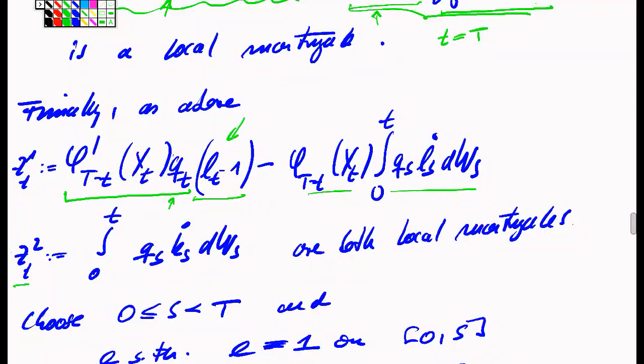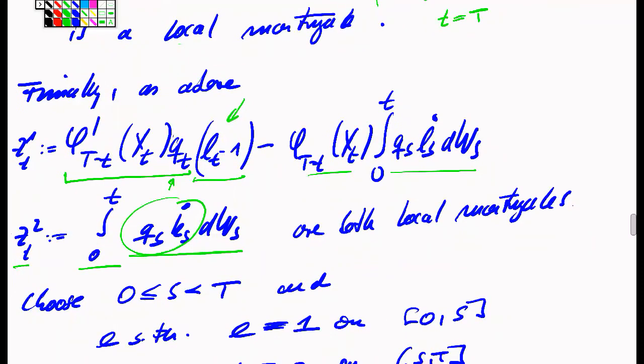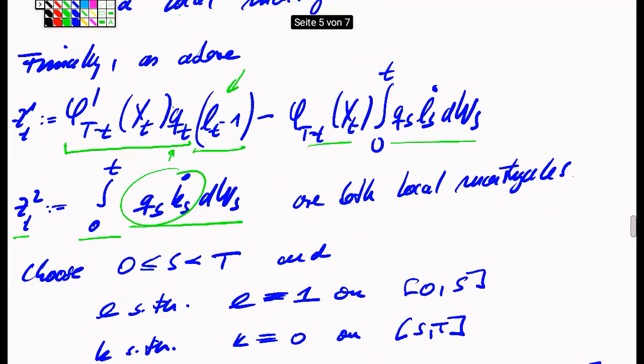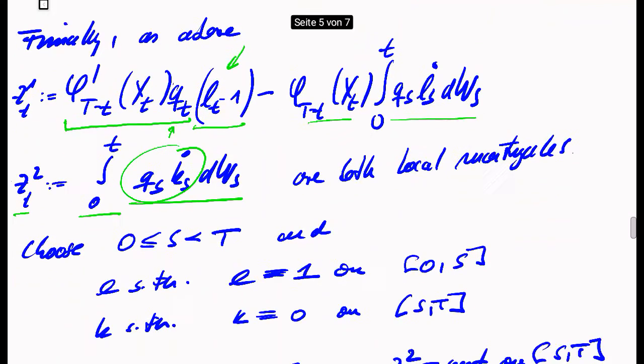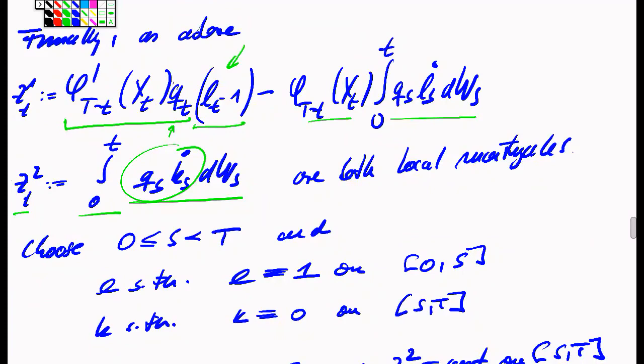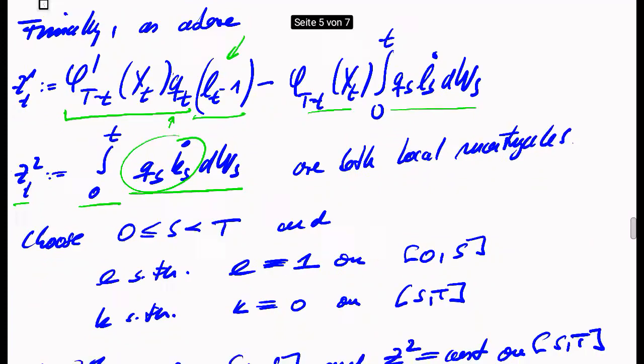The second martingale we want to consider is just this stochastic integral from product of the Q process with the k dot dWs. So this is again by construction a local martingale, and we claim now that the product of these two processes, of these two local martingales, is again a local martingale. Why could that be? Because the bracket of these two processes, Z1 and Z2, disappears.